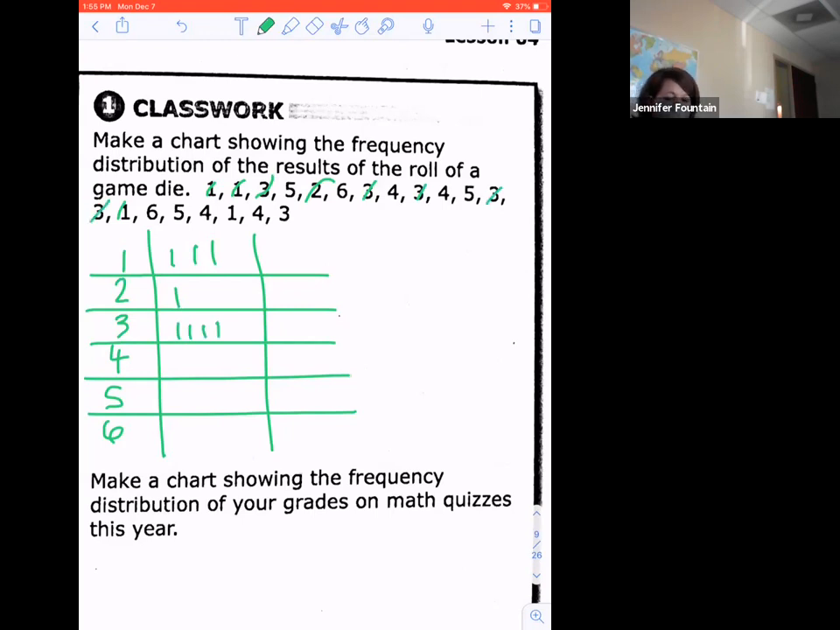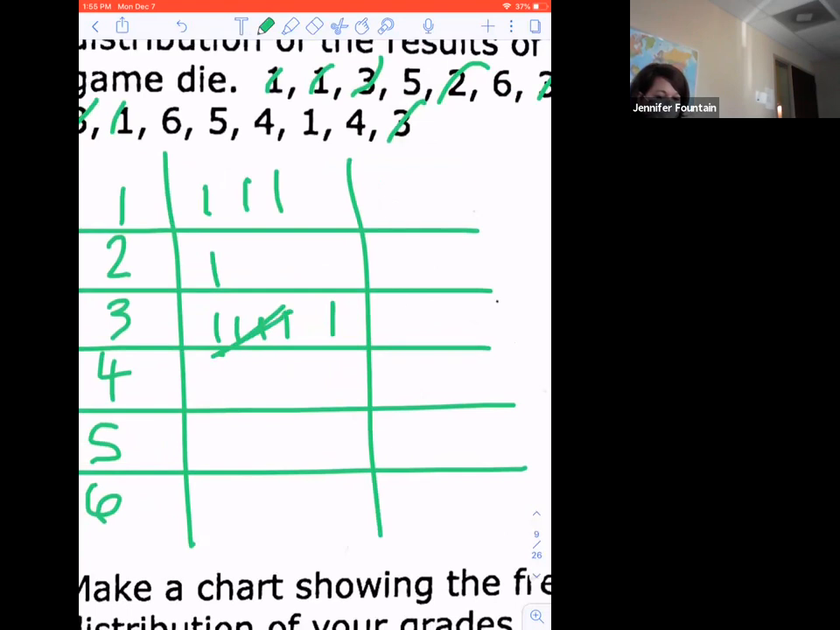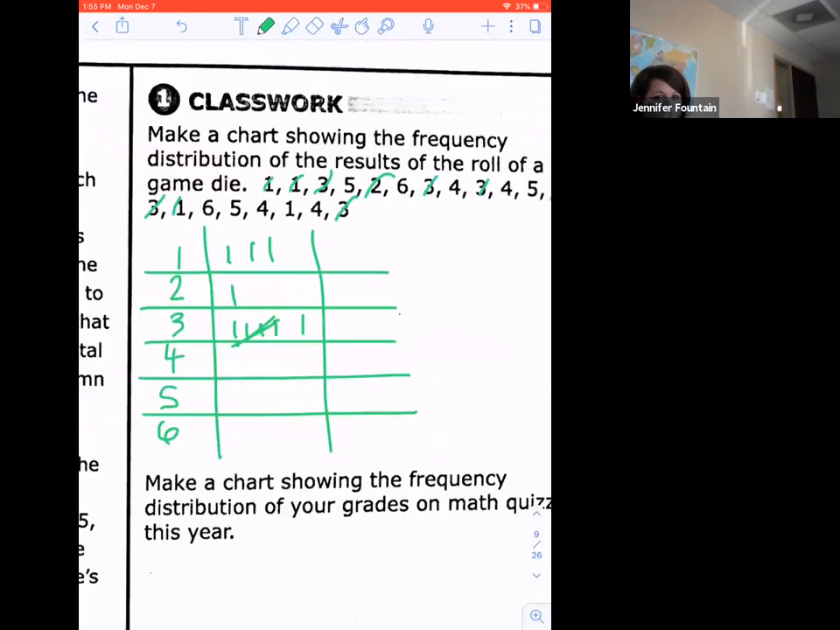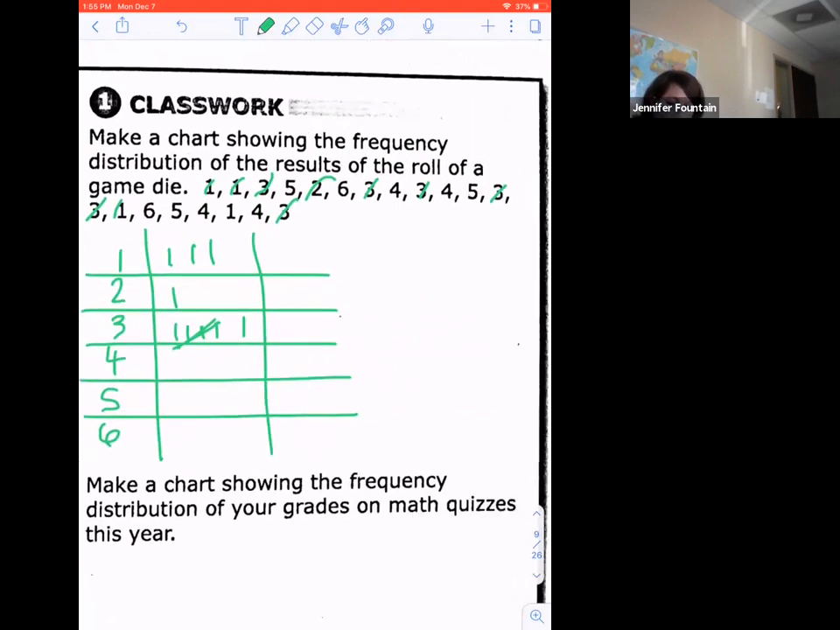3, 3, 3, 3. Now, when I get to a fifth 3, I cross it off. And then my next 3 will start a new group. So I group my tallies in groups of 5. So I go 1, 2, 3, 4. And then my fifth one crosses over. So I can just look at that immediately and know that's 5 instead of having to count them. Now my number 4. I've got 1, 2, 3, 4. The number 5.